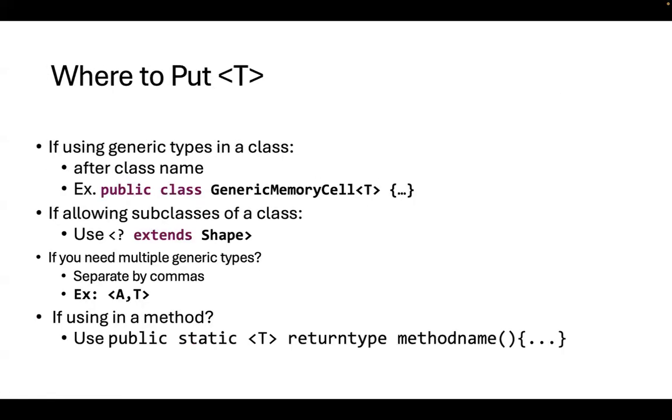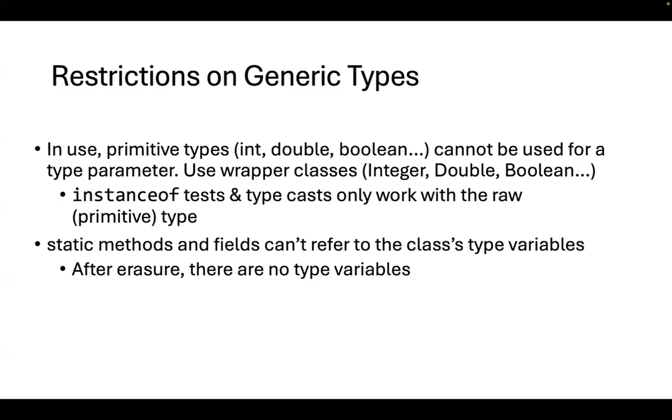I have other things of, if using generic types, you put it after the class name. I'll skip past this. We talked about this, how primitive types can't be used as a type parameter. It's going to give you an error. And so instead you need to use the wrapper classes, which is like the capital I, the capital D for double, capital B for Boolean.